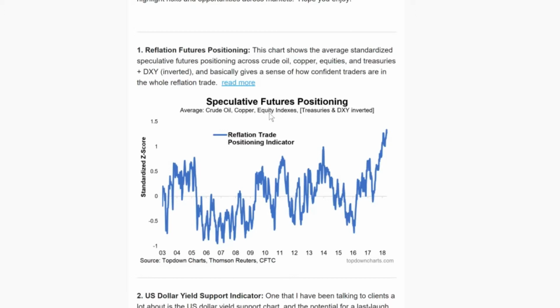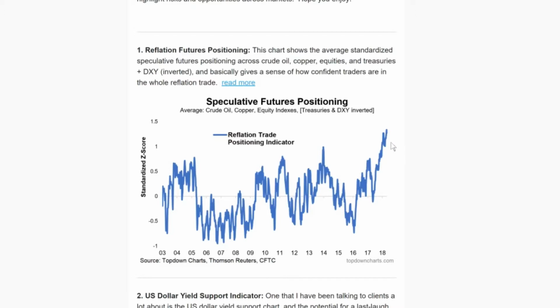Equities obviously do well in an environment of improving nominal growth. And copper likewise benefits from activity growth and an inflationary environment. So this is basically the reflation trade positioning indicator. And the fact that it is so high is a measure of how confident traders are in the whole reflation trade idea, the whole reflation trade theme.